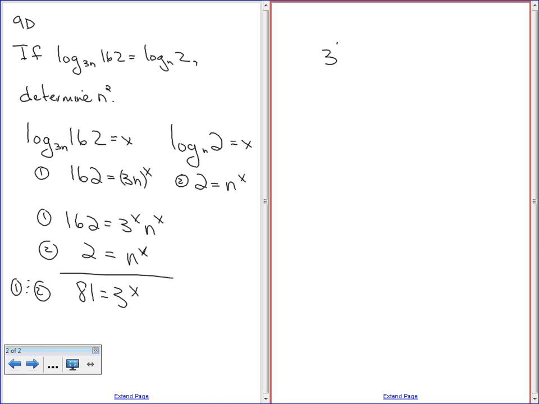81 could be written as 3 to the power 4. Once I have the bases the same, I can equate the exponents. Now I know what the value of x is. So I can go over here to equation number 2 and substitute x in for my value, and I get 2 is equal to n to the power 4. My whole entire question is to figure out what n squared is. How can I get n squared from n to the power 4?